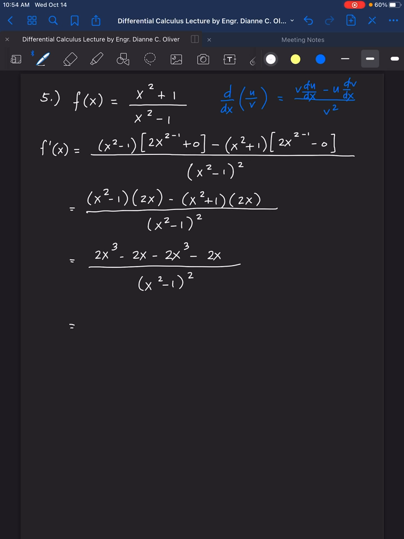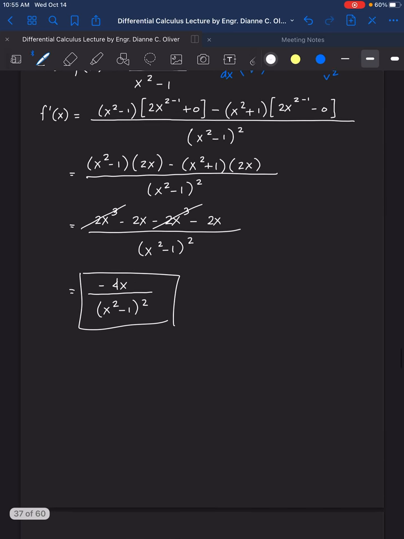Then we cancel: negative 2x cubed and positive 2x cubed give 0. So we have negative 4x over x squared minus 1 squared. Okay, so that is the final answer. Alright. So that is for example number 5.